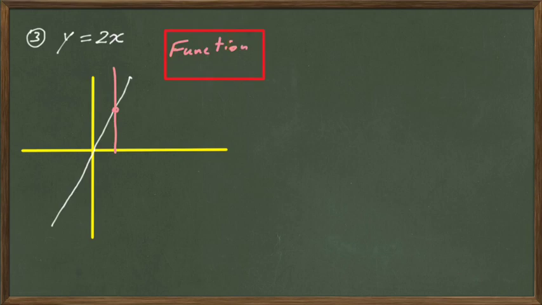Number 3, y equals 2x. Y equals 2x is simply a line, right? The y-intercept is 0 and a slope of 2. Draw a vertical line, it would hit it at most once, so yes, that is a function. Anything on 1, 2, or 3?